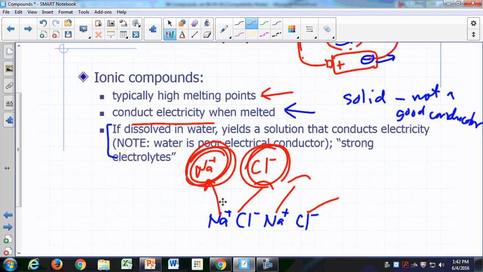So when you put an ionic compound in water, it produces a mixture, a solution that is a good electrical conductor. So you say that ionic compounds are strong electrolytes.